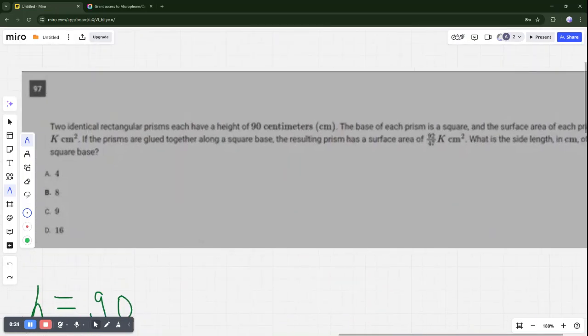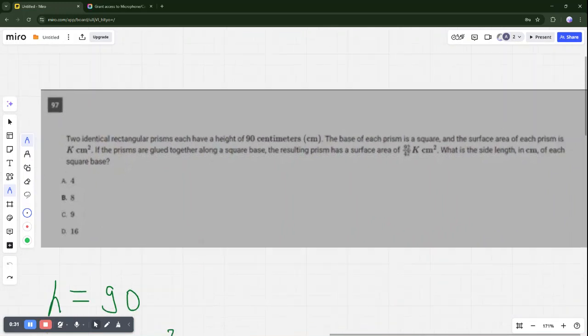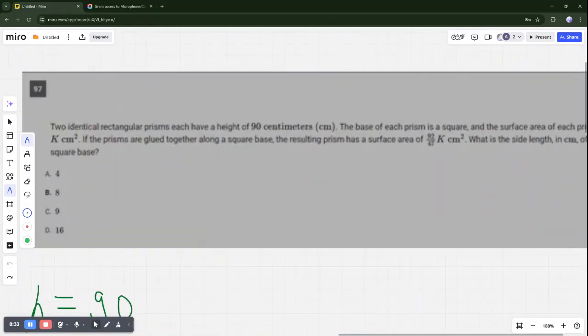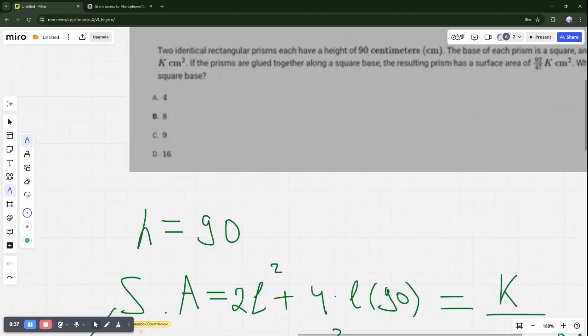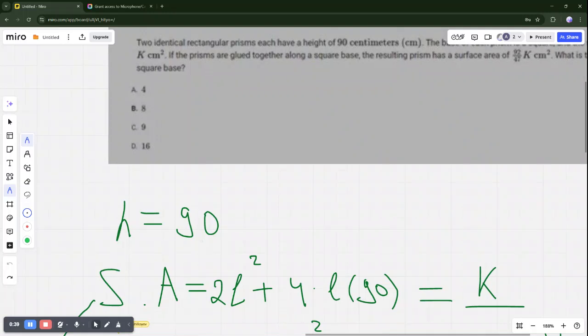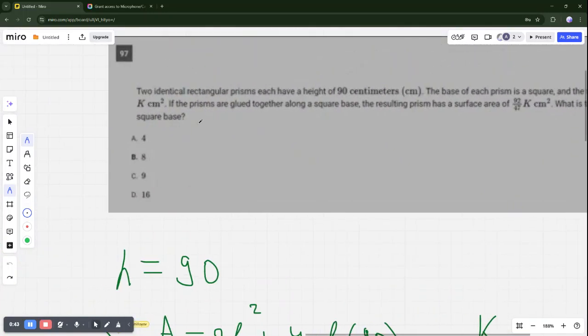So first of all, we have to identify what we have. We've got a rectangular prism with a square base. The height is 90. The length of the side of the base is unknown. So the height is equal to 90. The surface area, as we are told, is equal to k.